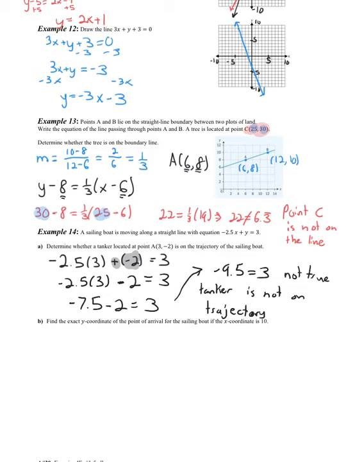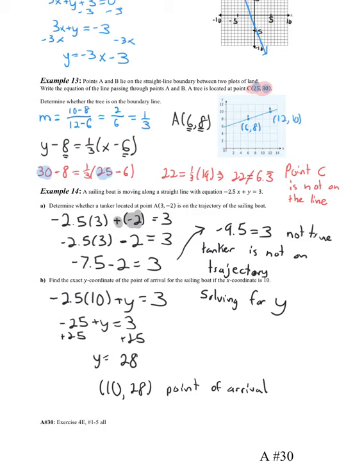And then part B says find the exact y coordinate of the point of arrival for the sailing boat if the x coordinate is 10. So now you have negative 2.5 times 10 plus y equals 3, and we are just solving for y. That's the last part here. All right, so go ahead and figure out what y is. Take a second to do that, and then we'll take a look at it.